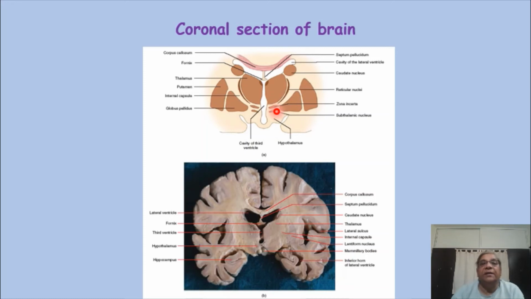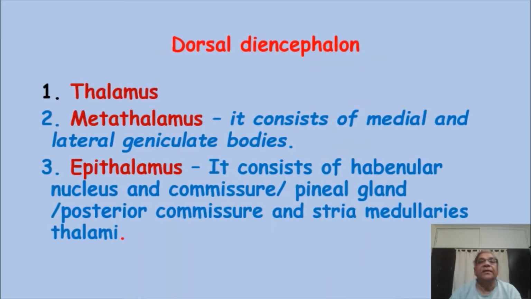So now a rough idea must be coming to your mind: where is the location of the diencephalon? It is mainly the thalamus and the hypothalamus, hidden from the right and left side by the cerebral hemisphere. Now let us see the parts of the dorsal diencephalon. As I said, the most important part of the dorsal diencephalon, which is present above the hypothalamic sulcus, as we have seen in the mid-sagittal section, is the thalamus. So the important and large part of the dorsal diencephalon is the thalamus.